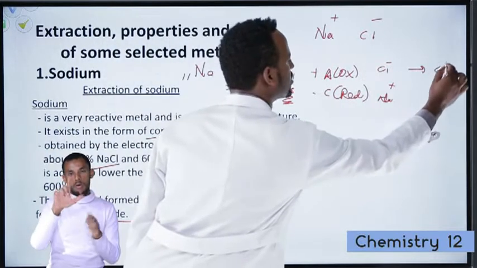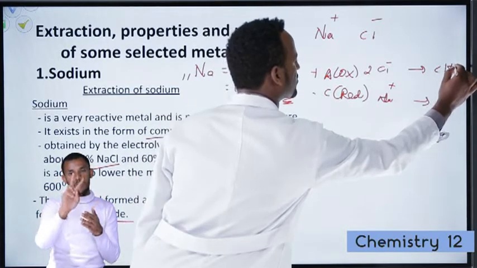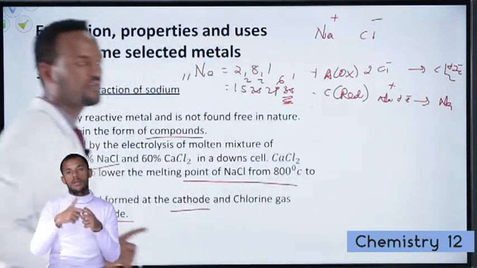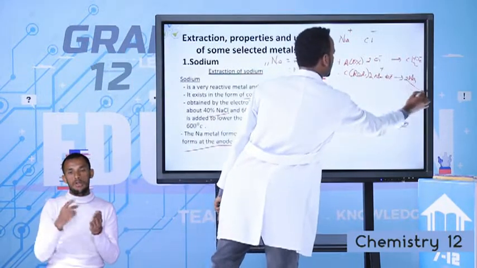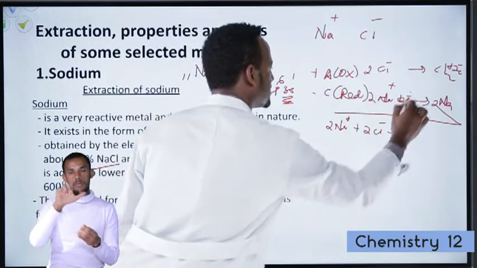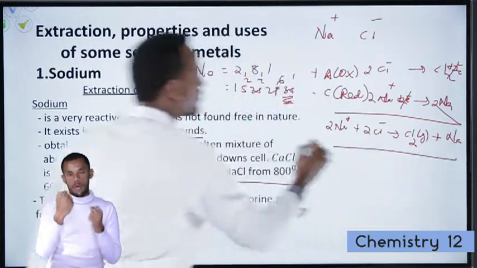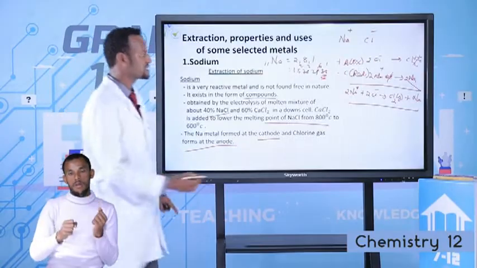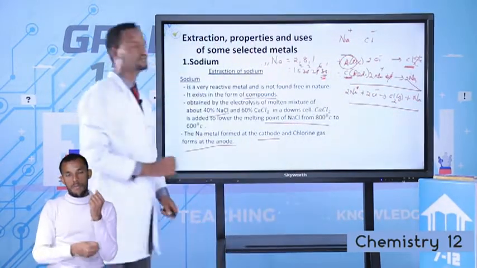From Cl-, Cl2 is formed. From Na+, sodium is formed. This one is 2 electrons because of oxidation. This one is 1 electron, but the oxidation half-reaction electrons and reduction half-reaction electrons must be balanced. Therefore, this one is multiplied by 2. Finally, 2Na+ and 2Cl- give Cl2 gas and sodium. Therefore, the sodium metal is formed at the cathode and chlorine gas is formed at the anode.